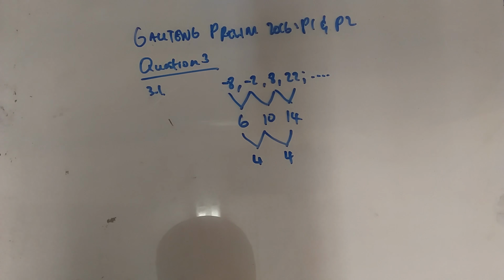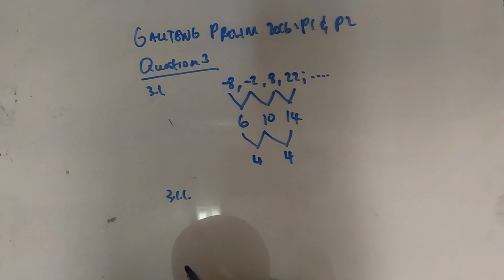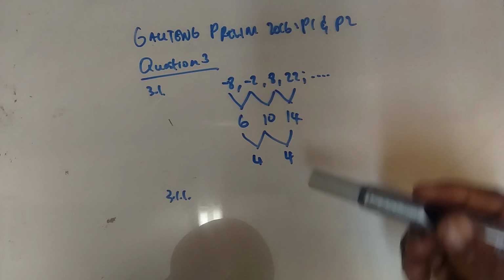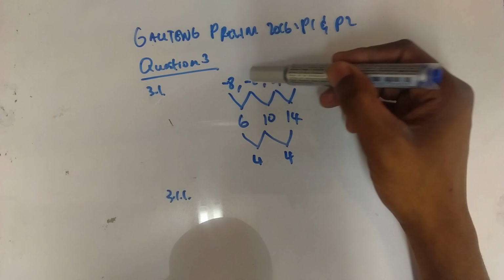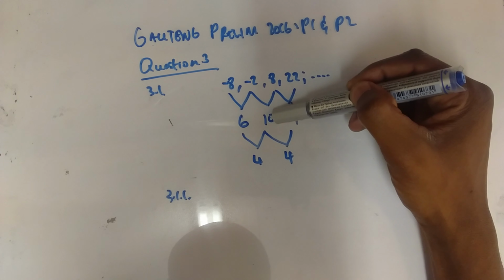The first question in this subsection, 3.1.1, says write down the next term. Sorry, it's write down the next term, not determine. How do you find the next term? I want you to look at something, guys. This term is created by adding these two numbers. This is how you create the third term. You add this number and its first difference.